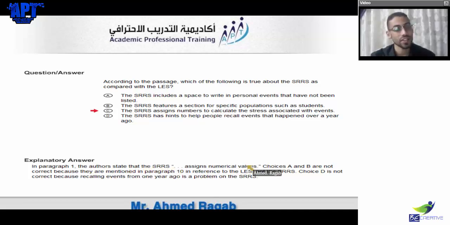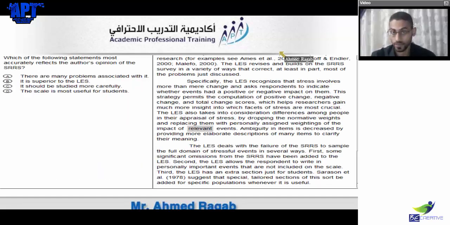In paragraph 1, the author states the author has assigned numerical values. Choices A and B are not correct because they are mentioned in paragraph 10, in reference to LES, not the SRRS. Choice D is correct because recalling events from one year ago is a problem on the SRRS. Okay?